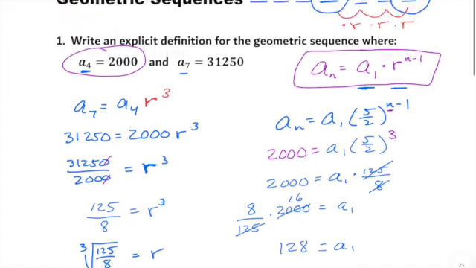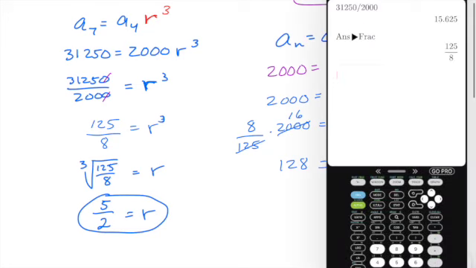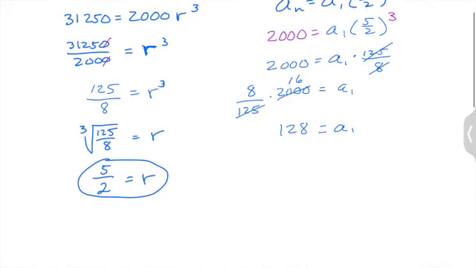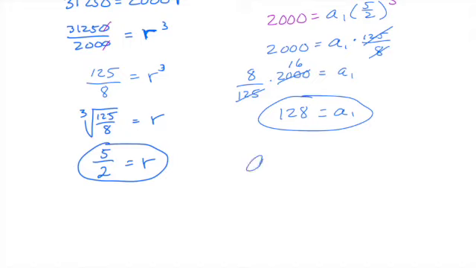Well, let's double check here. Even math teachers make mistakes here. So 8 over 125 times 2000, and we get 128. Okay, nice to know I'm still sharp as I'm getting older. So a1, the first term, is 128. I already knew r, so here's my final answer. A sub n will be 128 times that r value of 5 halves to the n minus 1.